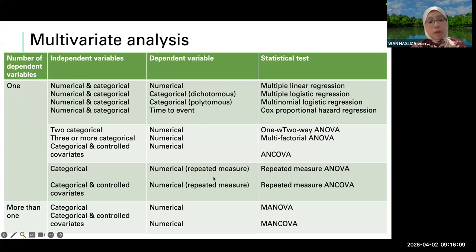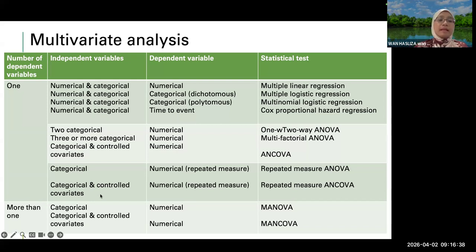Now, your independent is categorical, and your dependent is numerical, but you repeat the measurement. After 1 month, you want to measure the blood pressure again, after 2 months, after 6 months, after 1 year. It means that you repeat the same thing. So this is known as repeated measures ANOVA. If you only have one time, you go back to univariate, pre and post. Pre and post means one time only. But if you repeat more than once, we call it repeated measures ANOVA.